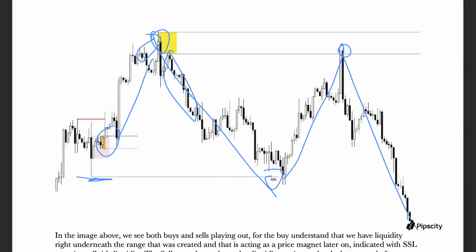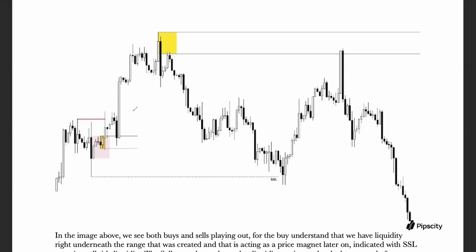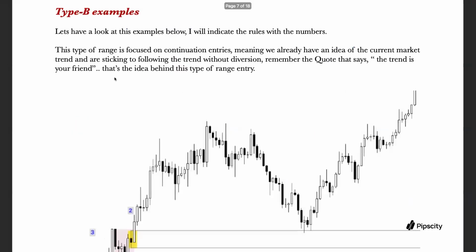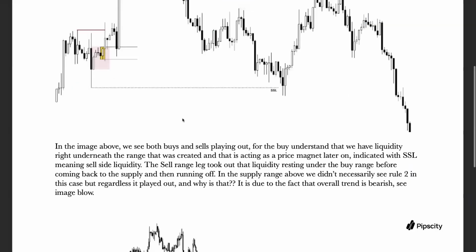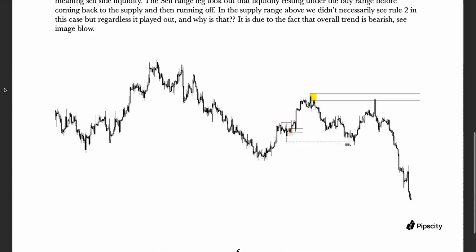But regardless, it played out. And why is that? It is due to the fact that the overall trend is actually bearish. So I do have a picture showing the overall trend of this market. Let me see. Where is it? This is the overall trend. So what you see here is the market is actually very, very bearish, creating highs, lows, just like that. Pull back again, continues, comes back again, then continues back to the downside.